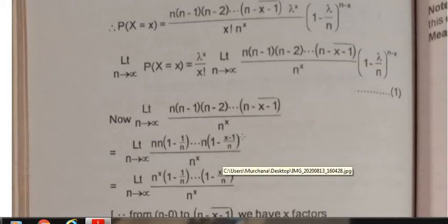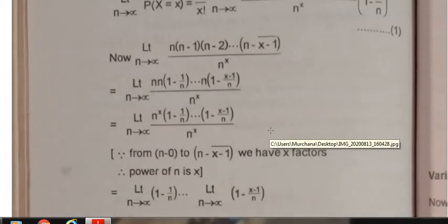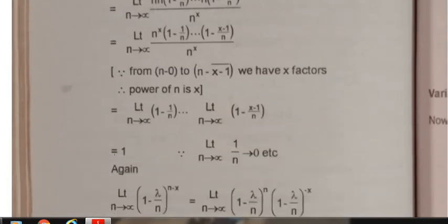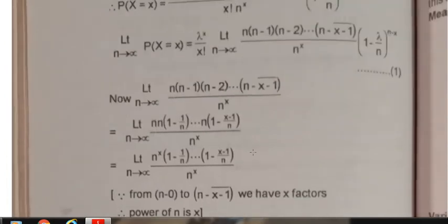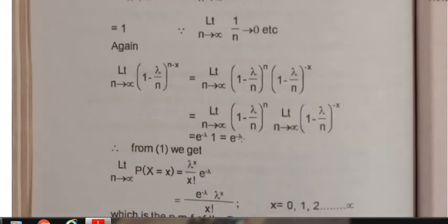Now let me break down each term. First we find the value of the limit as n tends to infinity of n into n minus 1 into n minus 2 and so on, divided by n power x. After simplification, this term will be 1. Again, we break down the other term: the limit as n tends to infinity of 1 minus lambda by n whole power n minus x equals e to the power minus lambda.